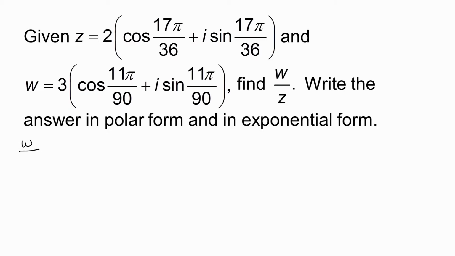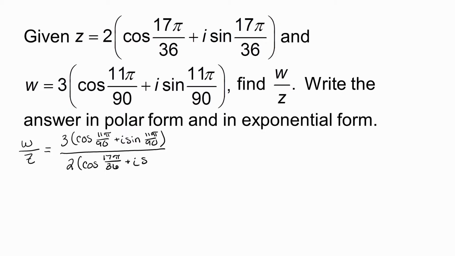We can write w over z as 3 times the quantity cosine of 11π/90 plus i times sine of 11π/90, all over 2 times the quantity cosine of 17π/36 plus i times sine of 17π/36. Euler's formula allows us to rewrite the complex numbers in exponential form. We have 3e raised to i times 11π/90 all over 2e raised to i times 17π/36.